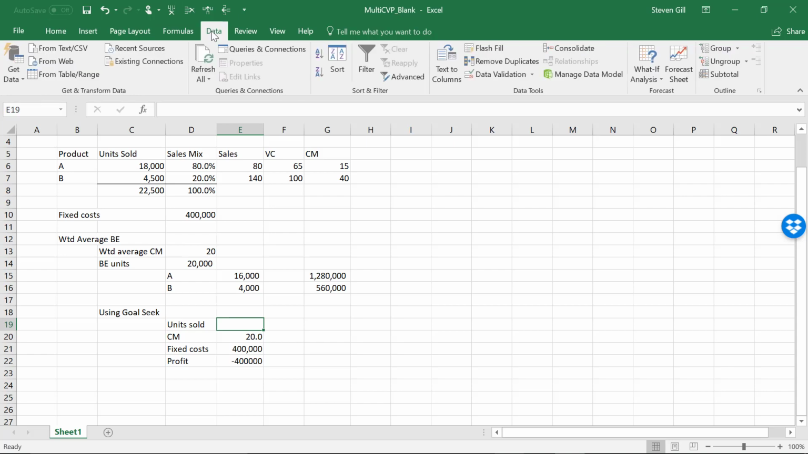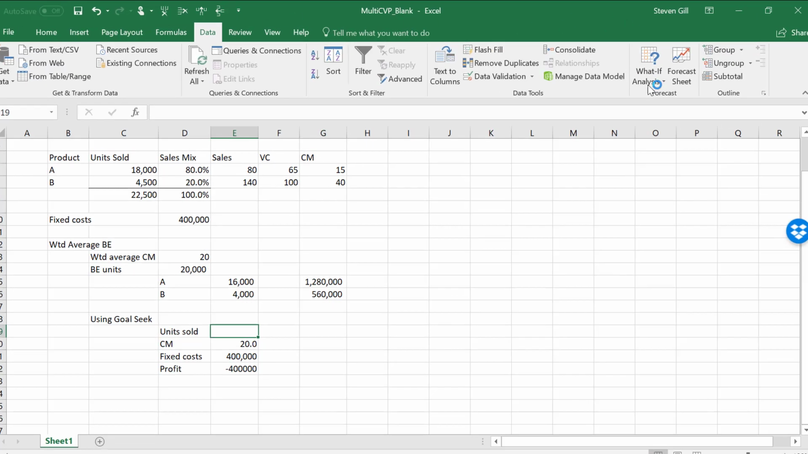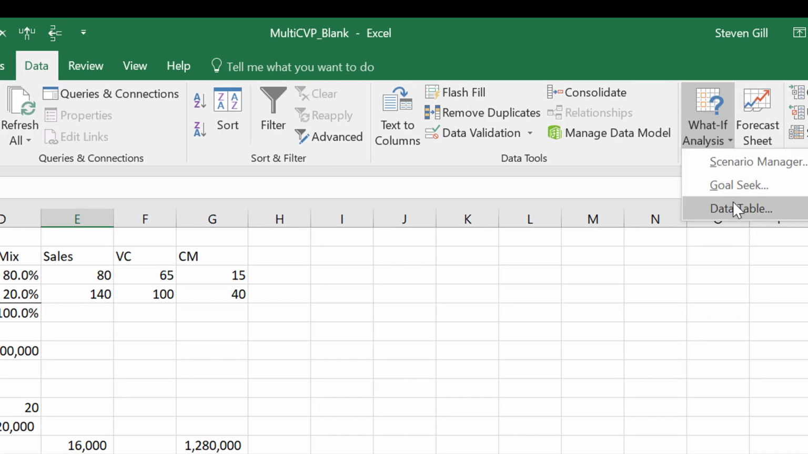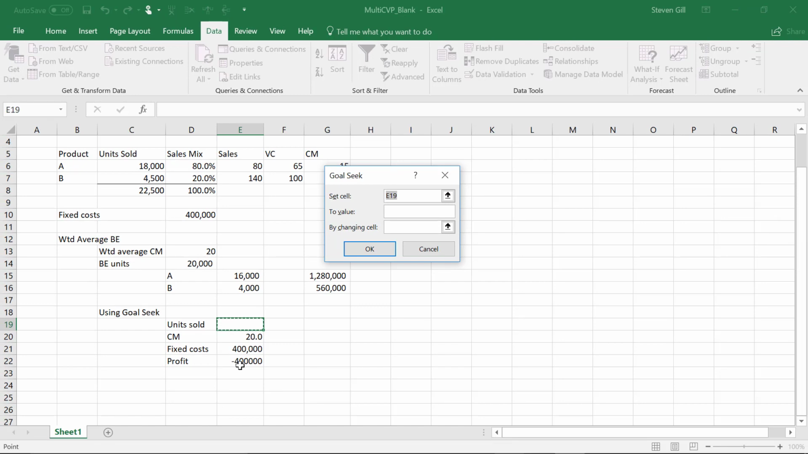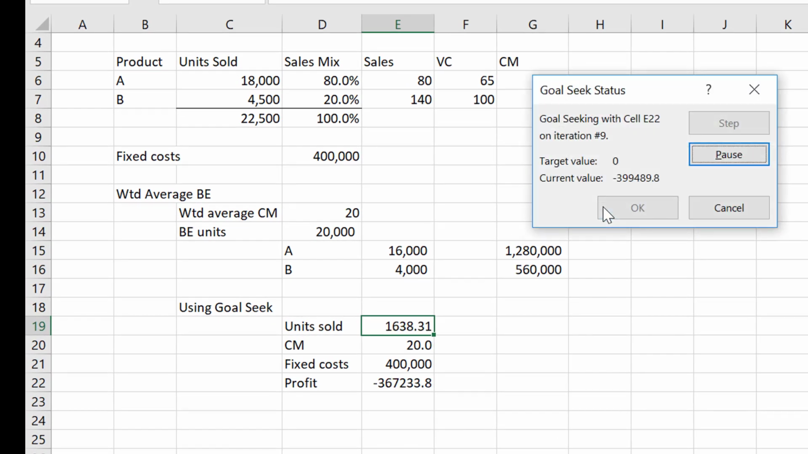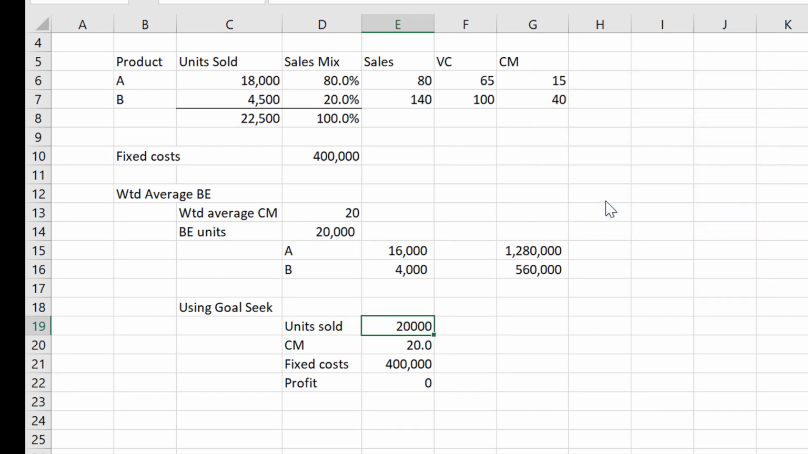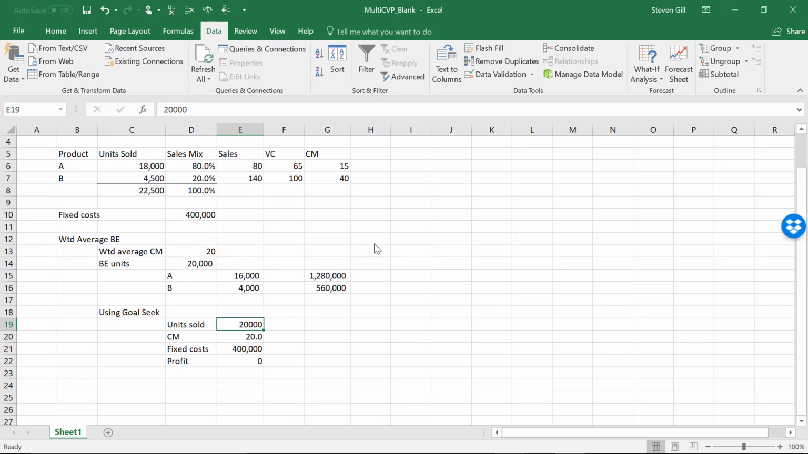So the way you do goal seek is you go to data and you go to what if analysis and you choose goal seek. And you say, look, I want to set this cell equal to 0 by changing this cell. Okay, you ready? Watch what happens. Boom. Is that awesome or what? Totally awesome. So you can see that break even can also be found a little bit easier by simply using the goal seek function. So if you've never used goal seek, hopefully I taught you something new today.